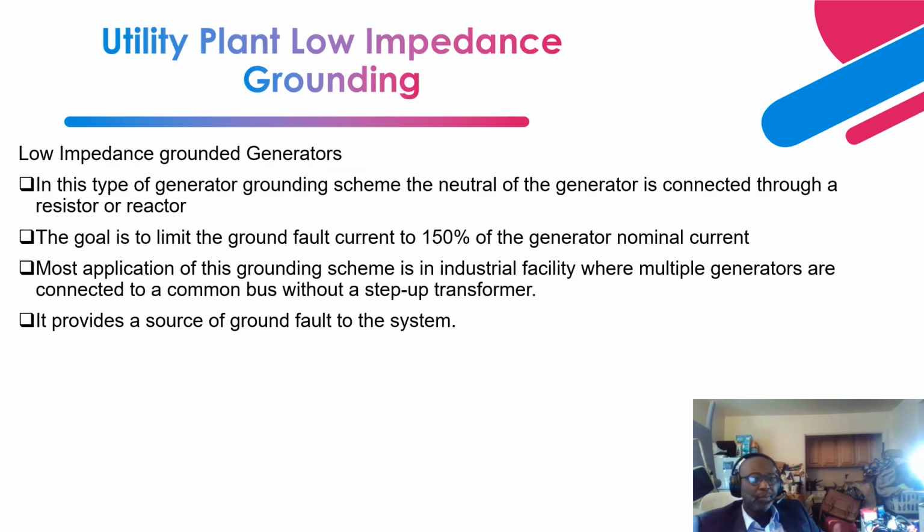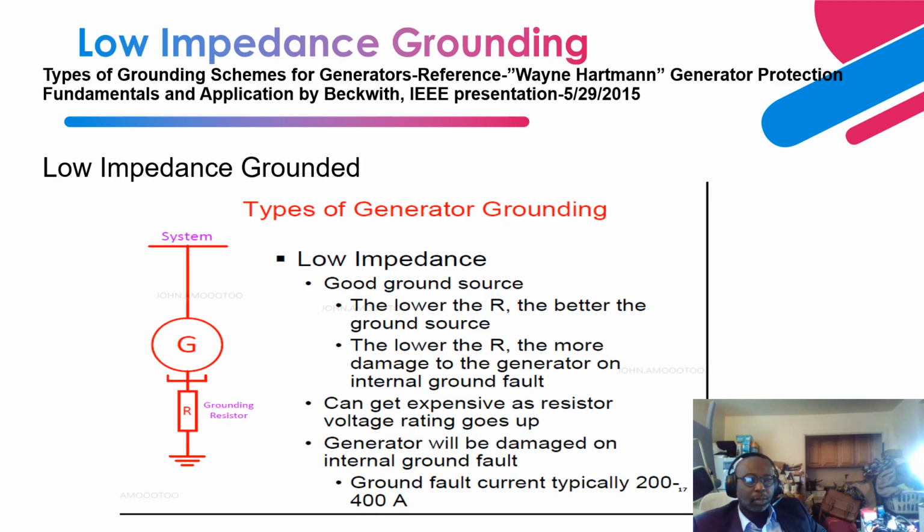For the low impedance grounding scheme, I think I did go over this. The goal is that a reactor or a resistor is connected in the path between the neutral and the ground, to limit the ground fault so that we achieve between 100 amps and 400 amps. It can be applied to facilities with single or multiple generators, and also provides a source of ground fault.